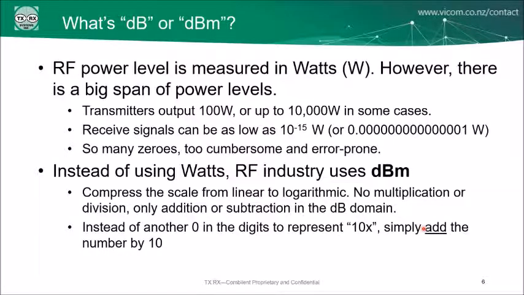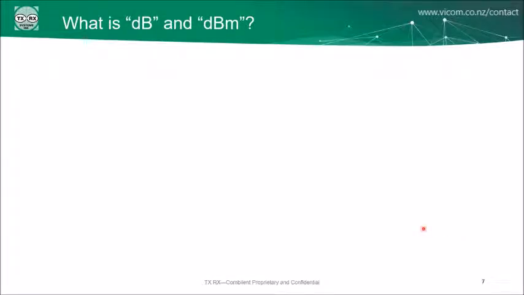dBm is a logarithmic scale. There's no multiplication or division, only addition and subtraction in the dB domain. Instead of throwing in more zeros, we simply add 10 to the number every time we go up. Let's get a little more into this.